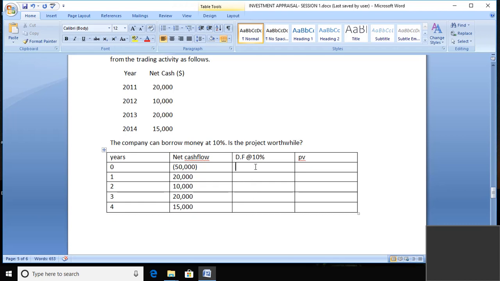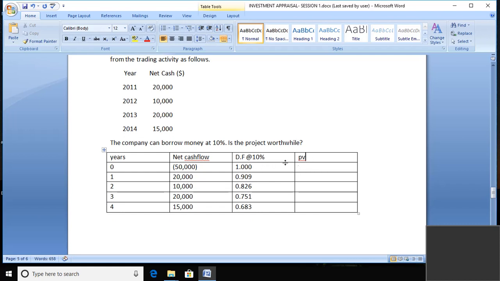Then we come to the DF. The DF at 10% in year 0 is always going to be 1.00. For year 1, if you check the table, you must get 0.909. For year 2, from the table also, you get 0.826. Year 3, you will get 0.751. Year 4, you'll get 0.683. All these figures, you just get them from the table.